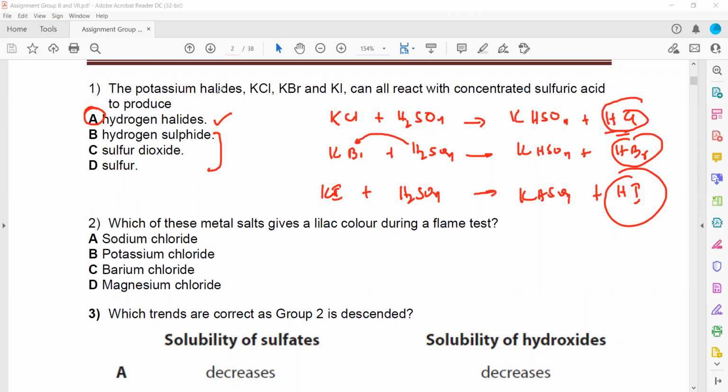But hydrogen chloride cannot reduce sulfur to a lower oxidation number. That's why chloride ions are not good reducing agents. As it cannot further reduce the sulfur in sulfuric acid, we don't get any of these products. So the product which is common when all three react with sulfuric acid is hydrogen halide. Is it clear? Question 1.